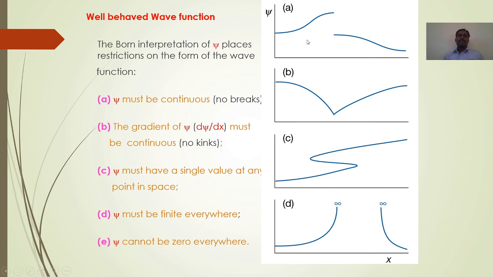To explain, we will consider diagram A. In diagram A, the wave function is not continuous, therefore it is not acceptable. In diagram B, the wave function is continuous, but it has different values. Here it has one value, here it has another value, therefore it is multi-valued and not acceptable. In diagram C, psi must be continuous, but it has different values at the same point, so it becomes multi-valued and is not acceptable. In diagram D, at infinity it must be 0, but it shows a certain wave function value at infinity, therefore it is not acceptable.